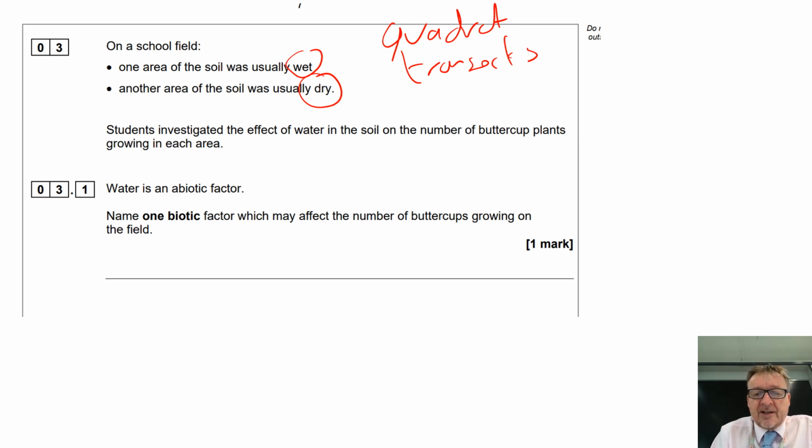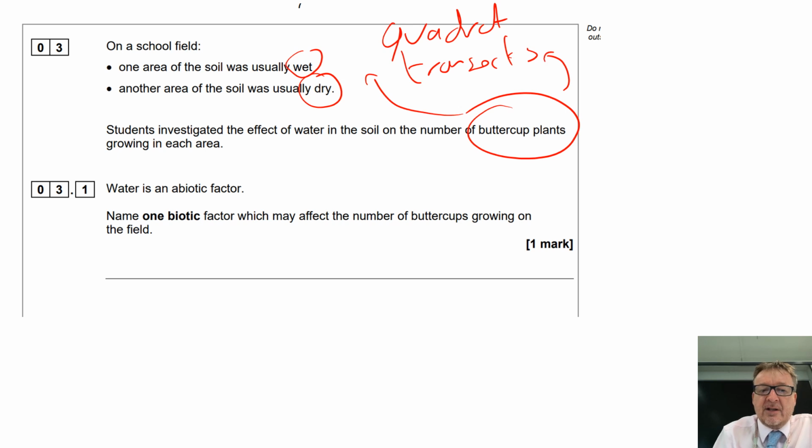Students investigated the effect of water in the soil on the number of buttercups. Okay, there we are, quadrats, transects. Growing in an area. Water is abiotic. Right, abiotic means it is non-living. Name one biotic factor that may affect the number of buttercups growing on the field.